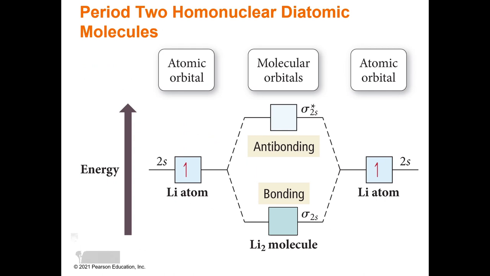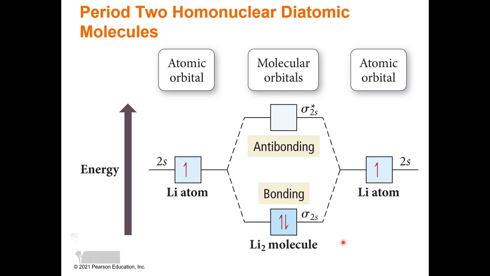Now we're going to look at elements in the second row of the periodic table. So here we have lithium. We're going to see if we can make Li2. We're working with two valence electrons, and so we just fill them in the sigma 2s bonding molecular orbital. If you do the math quickly in your head, the bond order here is 1. So a bond does exist, so that means that Li2 also exists.